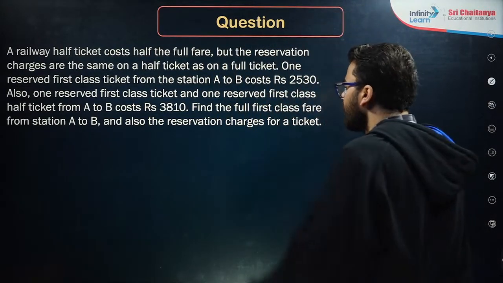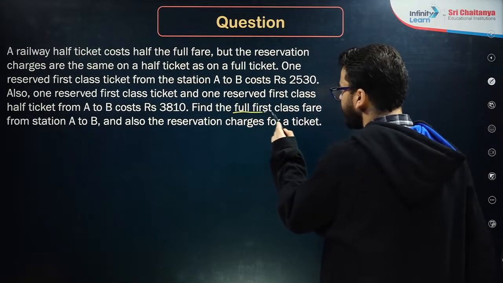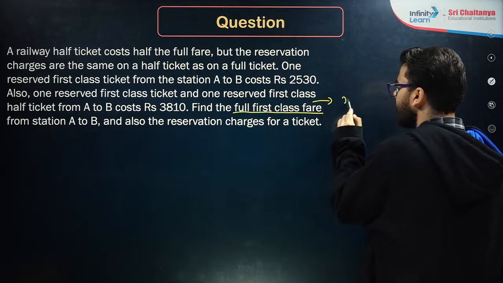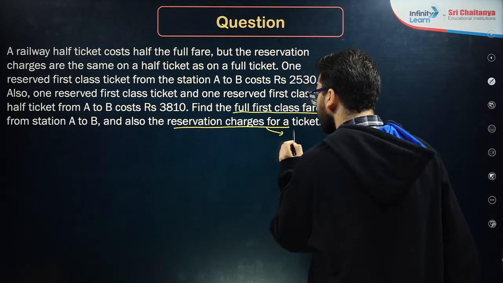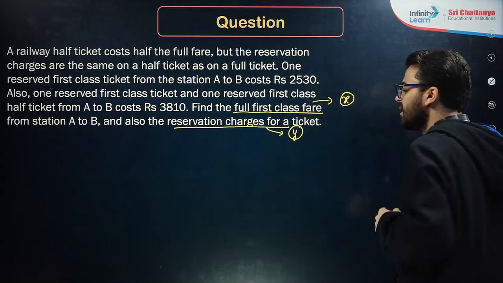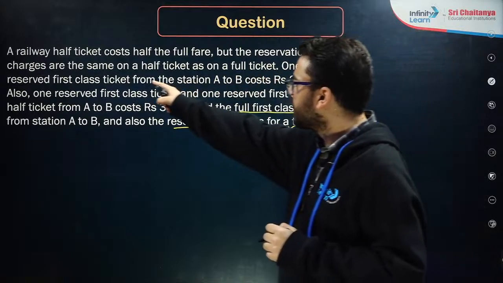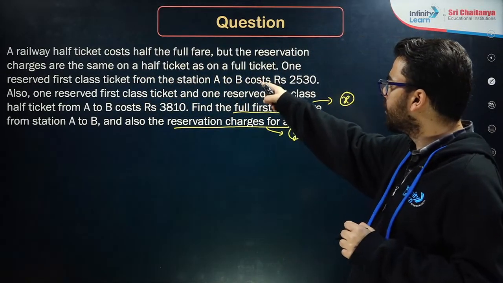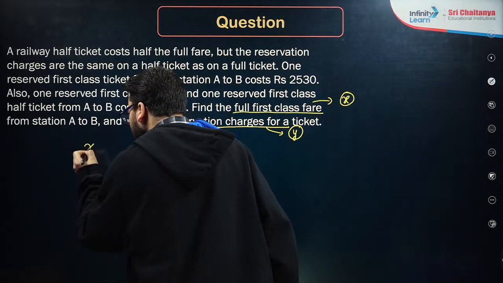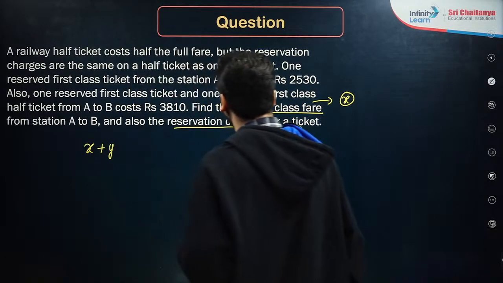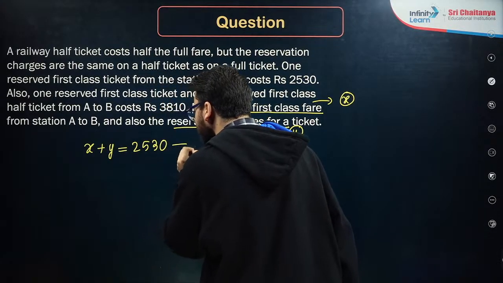So two things are there. Find the full first class fare. Suppose it is X, and then the reservation charges for a ticket, suppose this is Y. So you see over here what is written. Read the question. One reserved first class ticket from A to B costs this. So first thing will be the cost of the ticket and reservation charge of the ticket, and that is equal to 2530. This is the first equation.